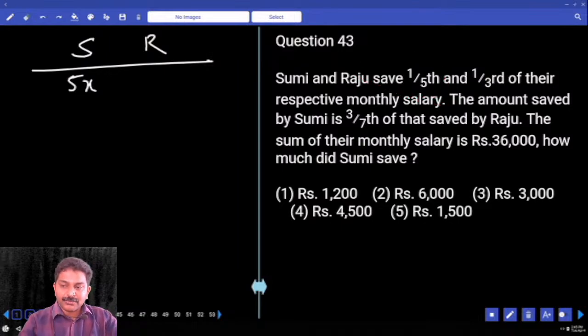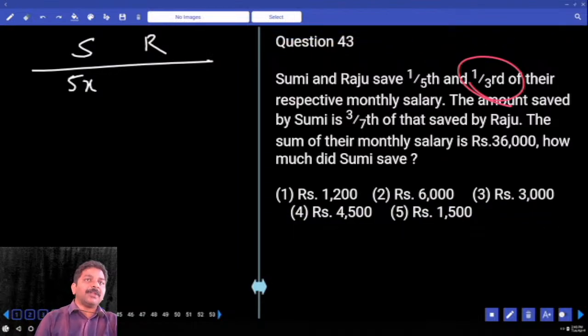When it comes to Raju, he is saving 1/3. So what multiple should it be? So I'll take it as 3y. What are 5x, 3y?